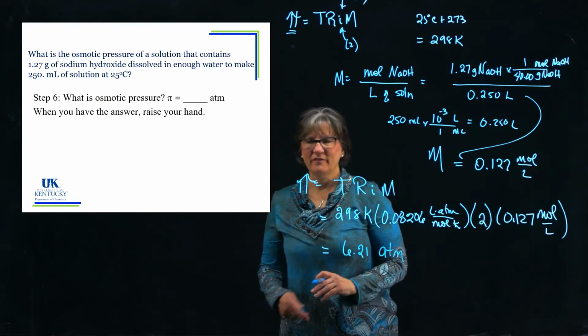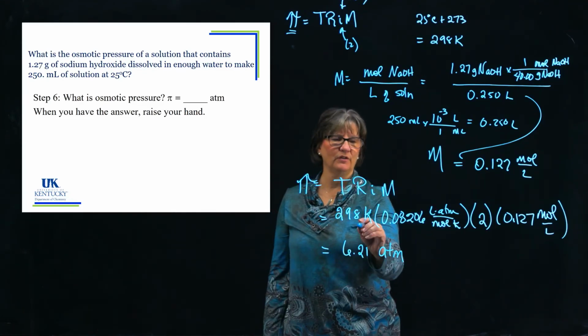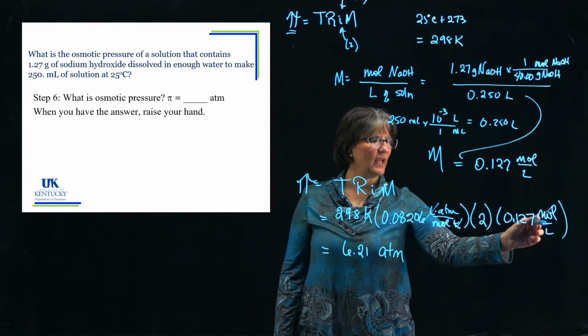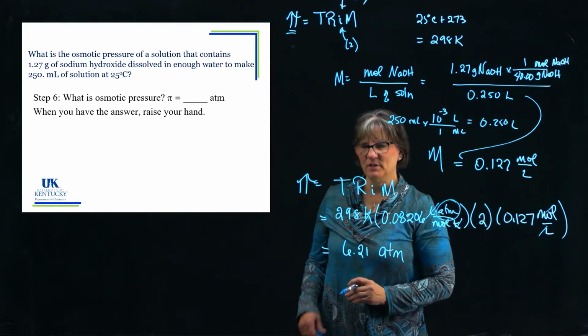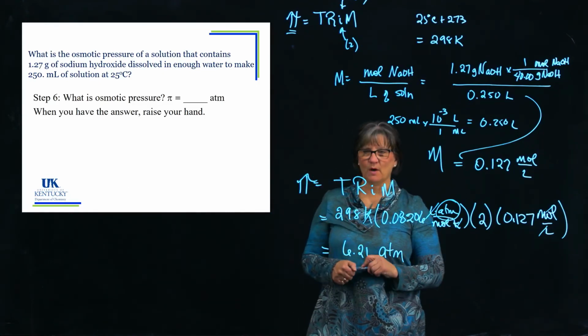All right, so I've got 6.21 atmospheres. Let's just look at our units. Notice the kelvins are canceling, the moles are canceling, the liters are canceling. We indeed are being left with atmospheres, and that's what pops out for us when we use an osmotic pressure equation.